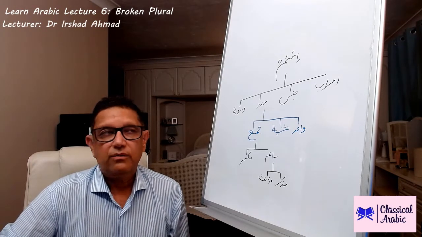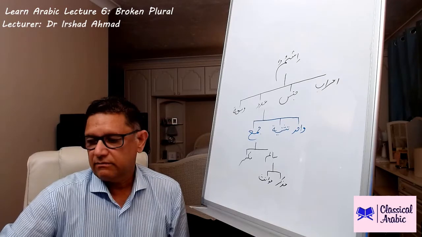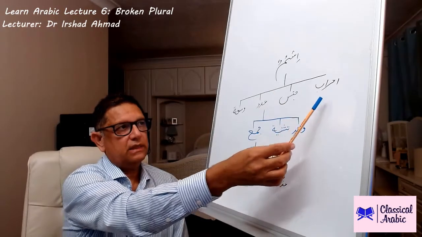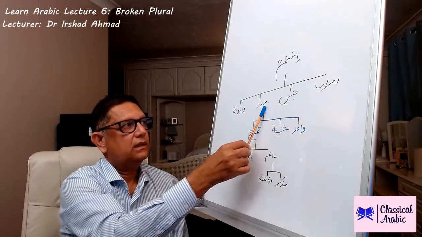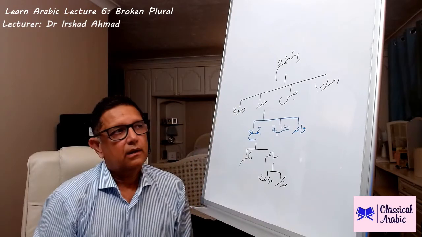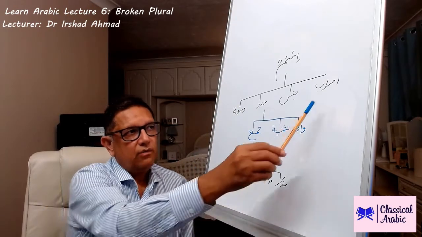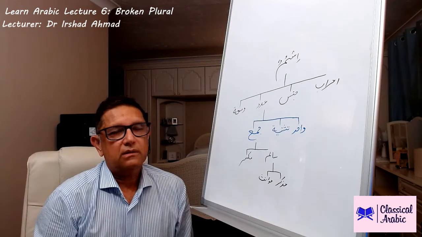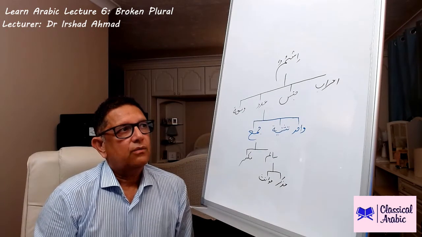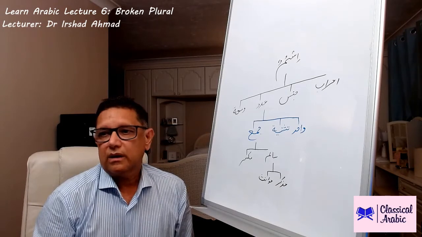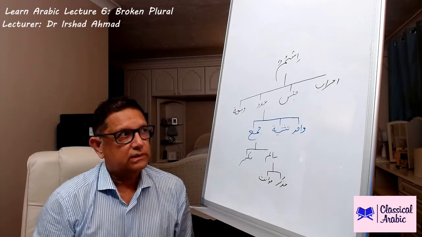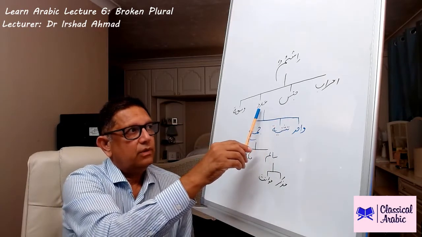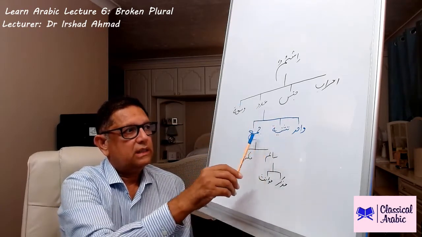A quick recap before we move forward. We are working on 4 aspects of an ism, and those 4 characteristics of an ism are i'rab, jins, adad and wus'a. We are now quite familiar with the concept of i'rab and we have worked on it quite a bit. We are going to continue to work on i'rab, and i'rab is going to be with us all the time. Jins we have covered, muzakkar and muannas.